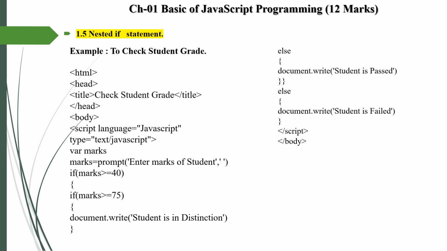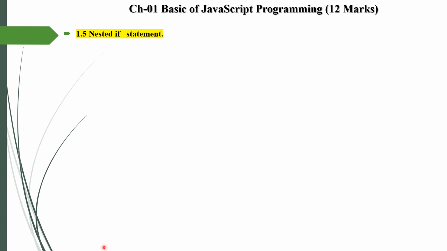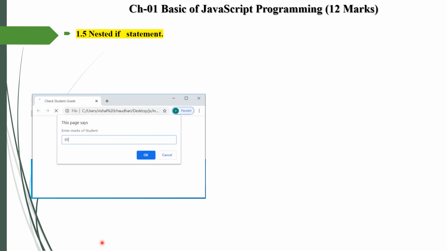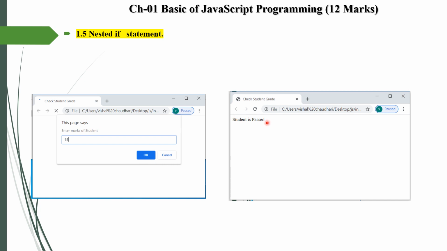Then we close the script tag, then we close the body tag, and at last we close the HTML tag. So the output of the program is displayed like this: first it displays a browser with the title "Check student grade", and a message box is displayed: enter marks of student. We enter 65. After clicking OK, it displays student is passed. So this is the simple output of the program.